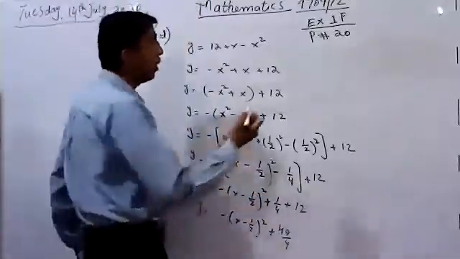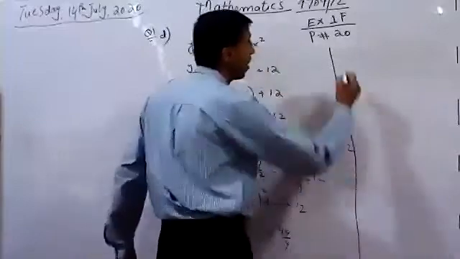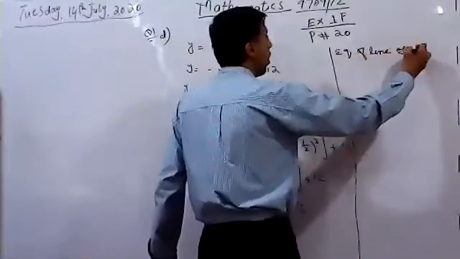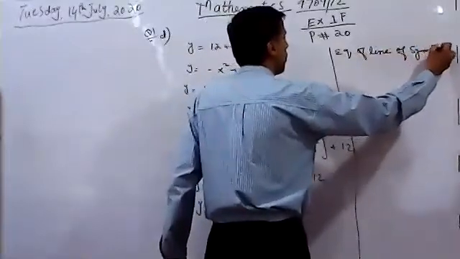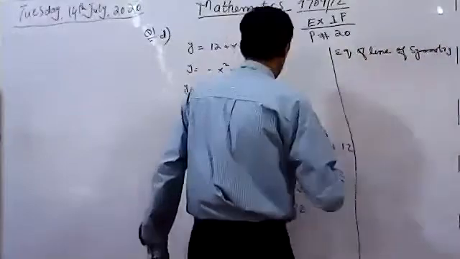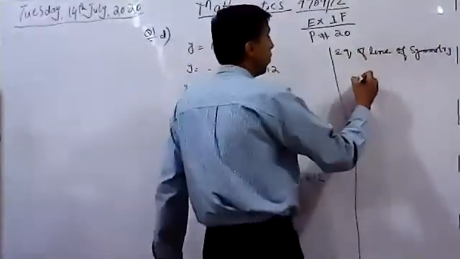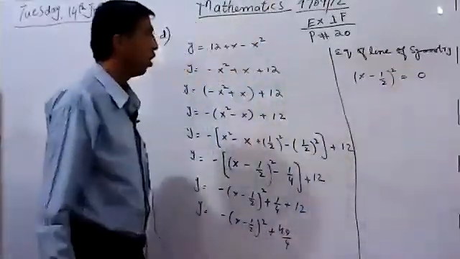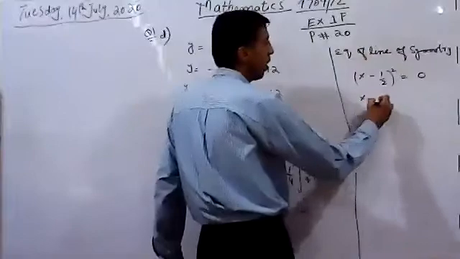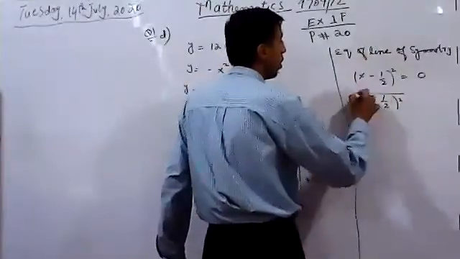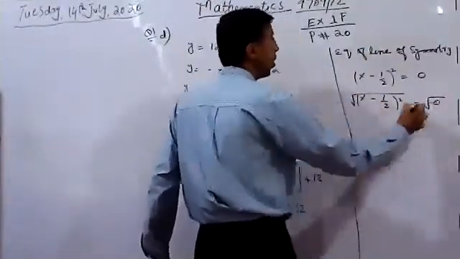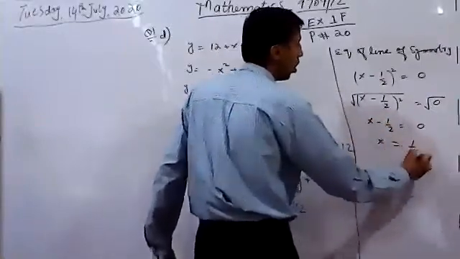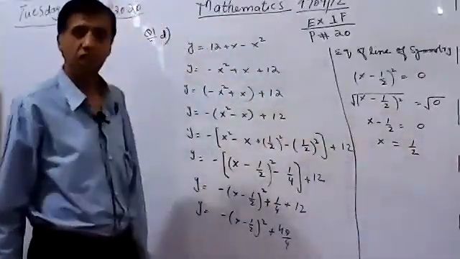Now I have to get the equation of the line of symmetry. Now I will put the value of x equal to 0. So take the square root on both sides to remove the square. All the steps you have to show. This is the equation of the line of symmetry.